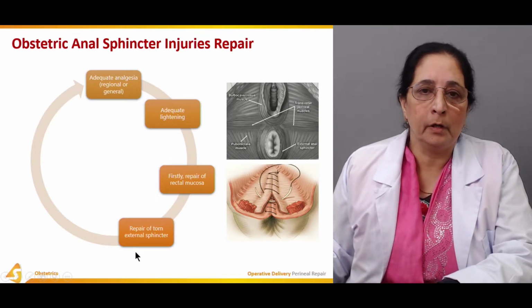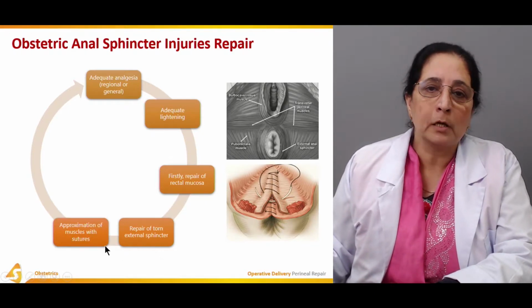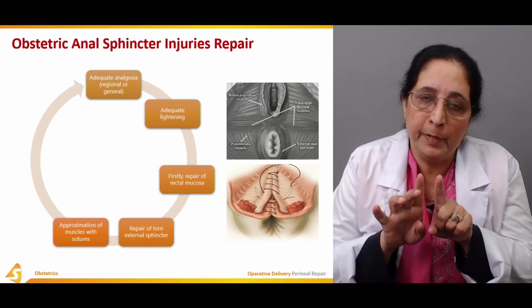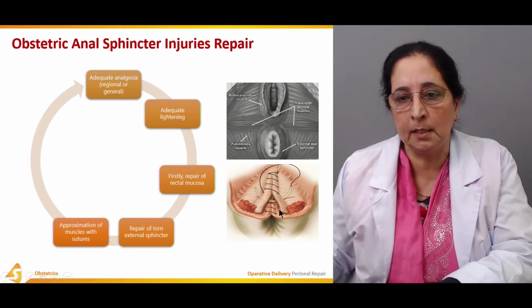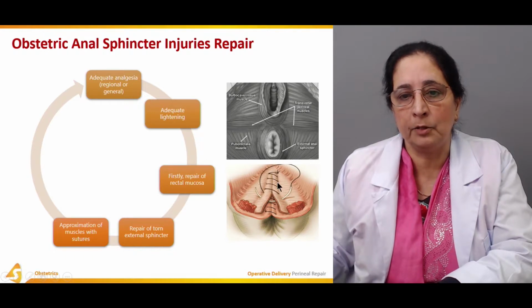Repair of the torn external anal sphincter. Approximation of the muscle with suture. Muscles should be approximated with the suture and repaired. You can see in this picture, the muscles are approximated and they are sutured.